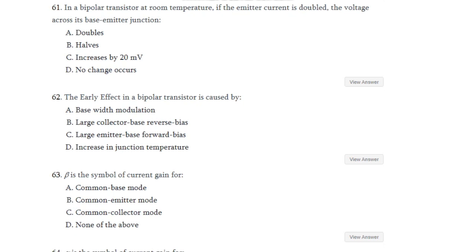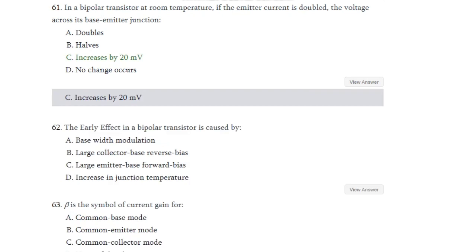Course code is 22225. Question number 61: in a bipolar transistor at room temperature, if the emitter current is doubled, the voltage across the base emitter junction: does it double, halve, increase by 20 millivolt, or no change occurs? And the answer is it increases by 20 millivolt.